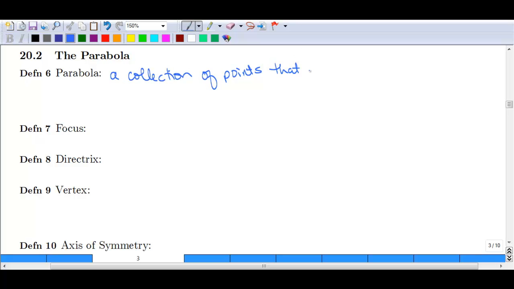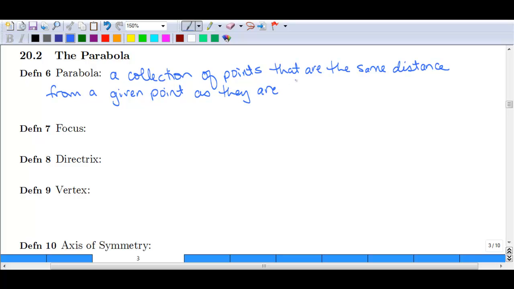that are the same distance from a given point as they are from a given line.